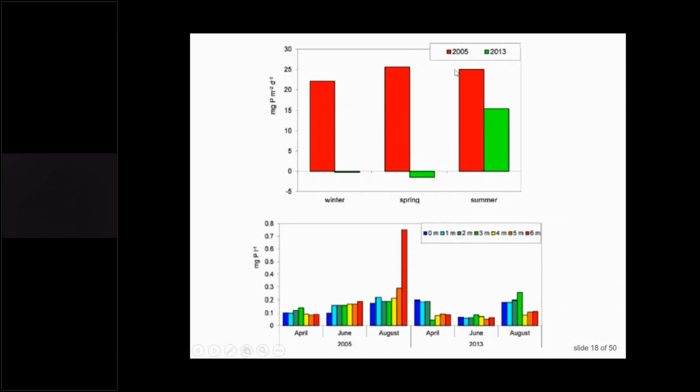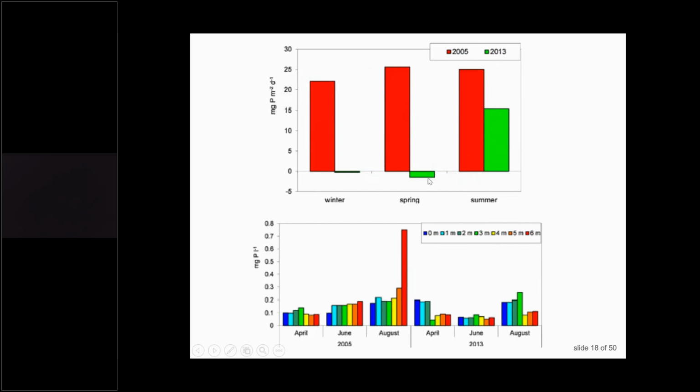And then they presented some before and after data. So this plot up at the top here is the accumulation rate of phosphorus down in the hypolimnion of the lake. And you can see winter, spring, summer, when nitrate was not added, we're at 20 to 25 milligrams P per meter squared per day. And then in 2013, when they did their pilot study, you can see the internal accumulation of phosphate went down.